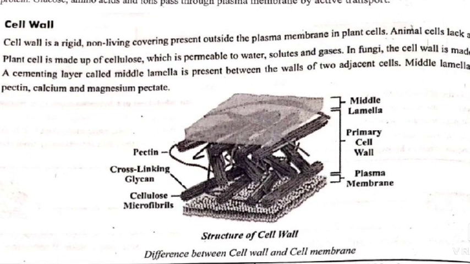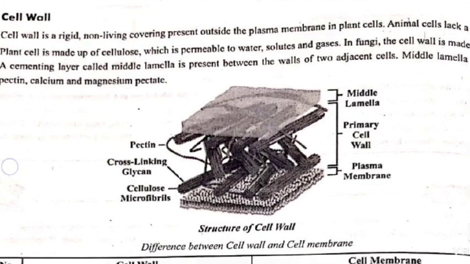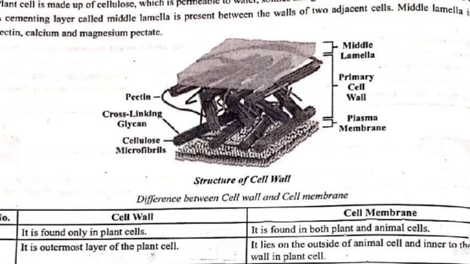In fungi, the cell wall is made up of chitin. A cementing layer called the middle lamella is present between the walls of two adjacent cells. The middle lamella is formed of pectin, calcium and magnesium pectate. See the picture: the middle lamella, primary cell wall and plasma membrane, with the pectin and cross-linked glycan, and cellulose microfibrils.